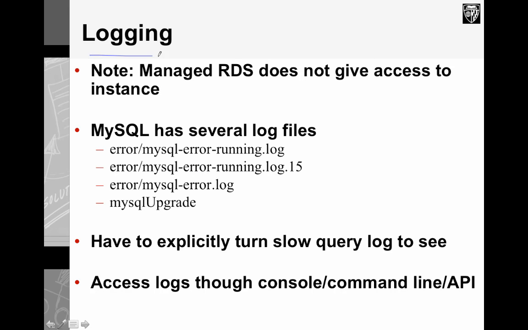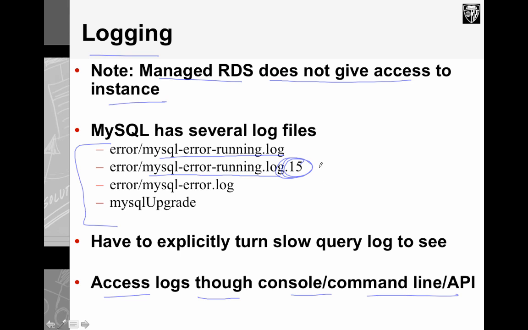In terms of logging, note that managed RDS does not give access to the instance, so they have to give you access to the log files through the console or through other API mechanisms, which is what they do: access logs through console or command line API. And for MySQL, you have access to the MySQL error running log based upon some backup times, 1, 2, 3, 4. I'm just showing you that you can get the 15th one if you want. There's also the MySQL error log and also the MySQL upgrade log that's available. These are all log files that are available for you when you want to look at them in more detail.